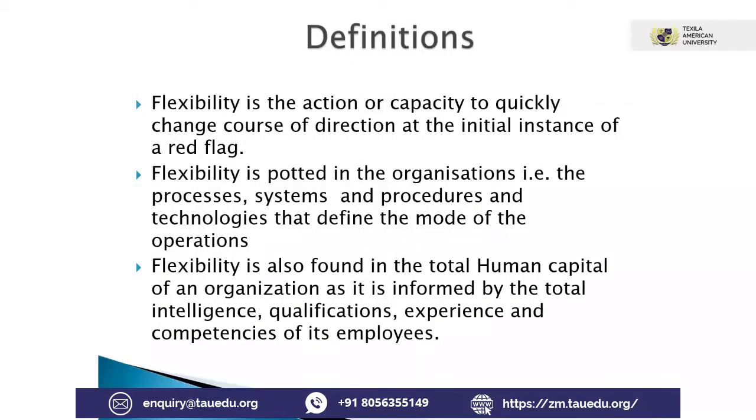We have still continued with the definition. I'll go quickly through it. That this will be their action or capacity to quickly change course of direction at the initial instance of a red flag. This happens to most organizations that survive. I'll talk about it briefly later, like we are in a COVID situation and you are in the airport business. So what do you do when no more flights are being allowed into the country? So that capacity to quickly change course of direction and do other things is what we are talking about as flexibility here.